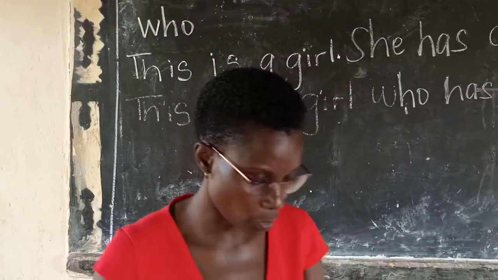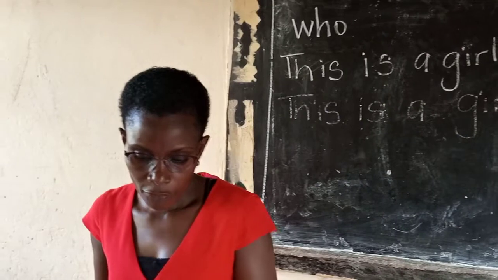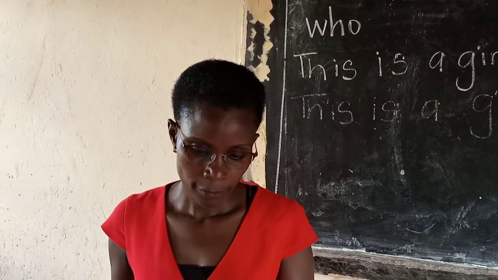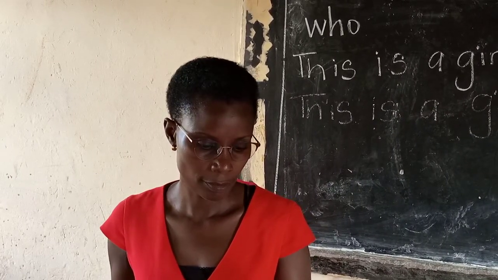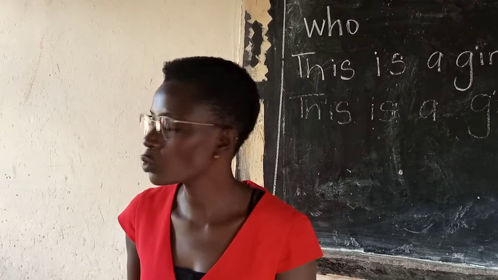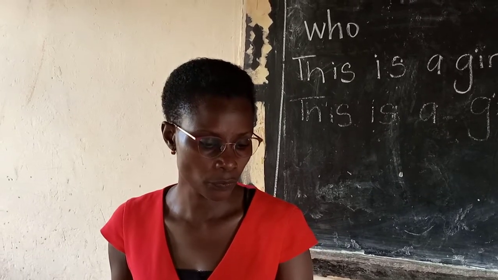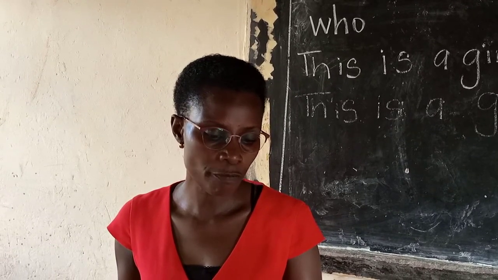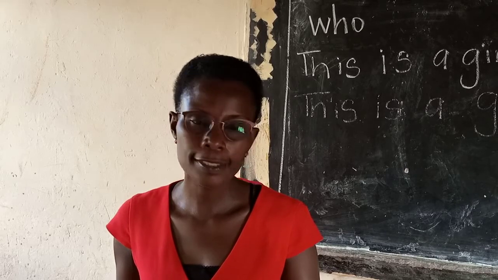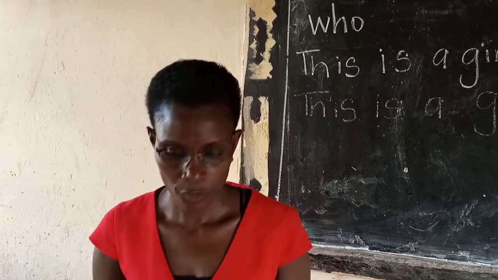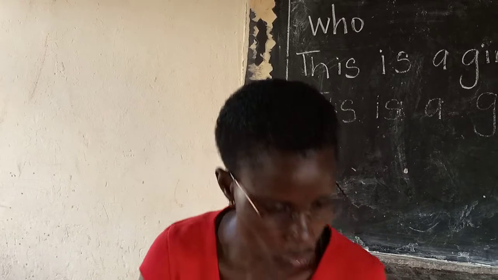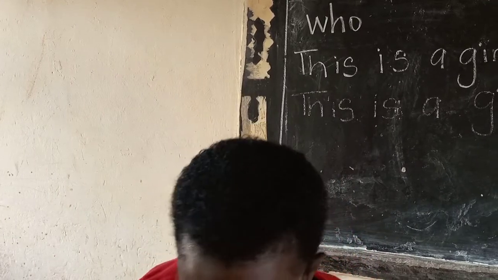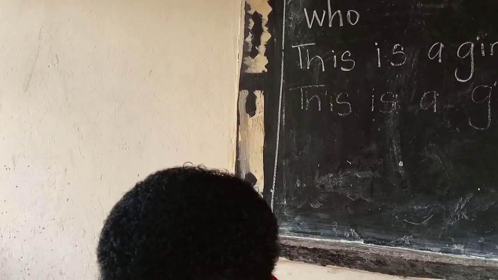Carefully. This one belongs to you. The woman gave birth to twins. She is happy. Can you join the two sentences using who? The woman who gave birth to twins is happy. So that's how we shall be joining our sentences using conjunction who.